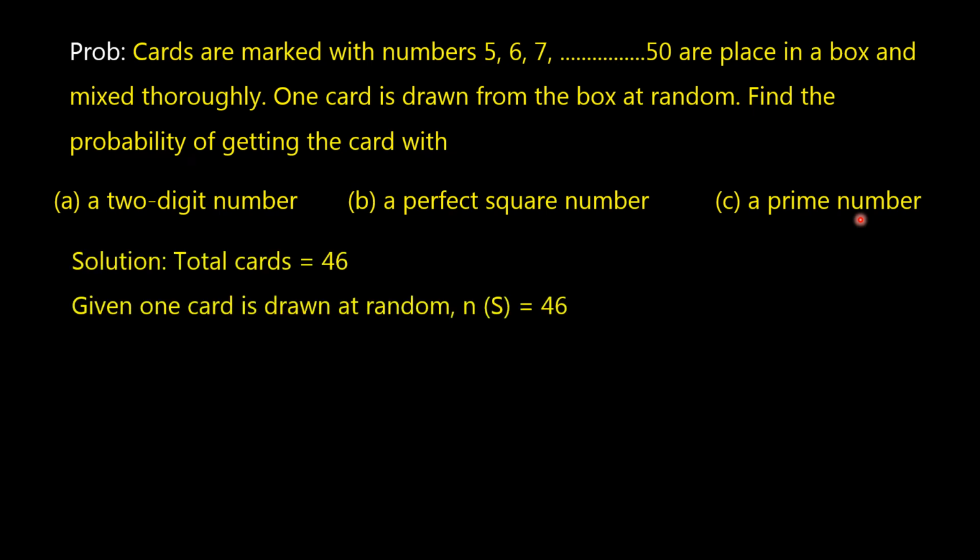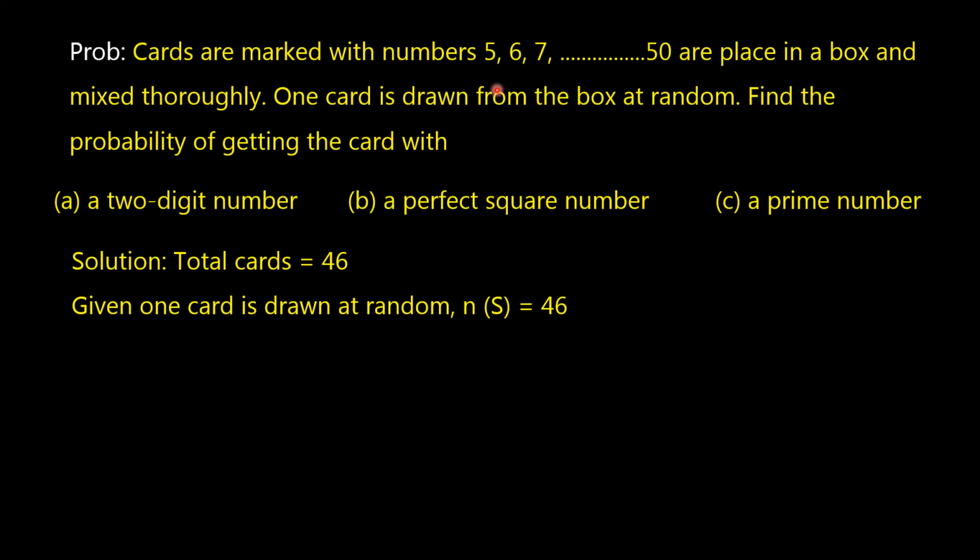Identify the total number of cards, which is our random experiment. Given one card is drawn at random, that's why n of S is 46. Actually 1 to 50 means a total of 50 cards. But here the cards start with the number 5, which means the first 4 cards are not there. That's why 50 minus 4, you will get 46 cards. Okay, the total number of cards is 46.